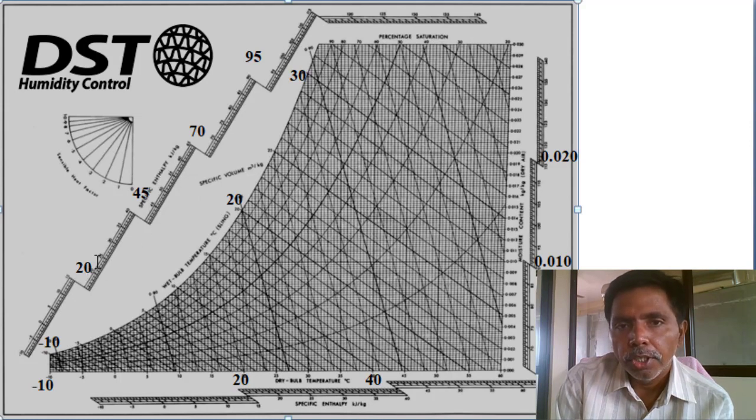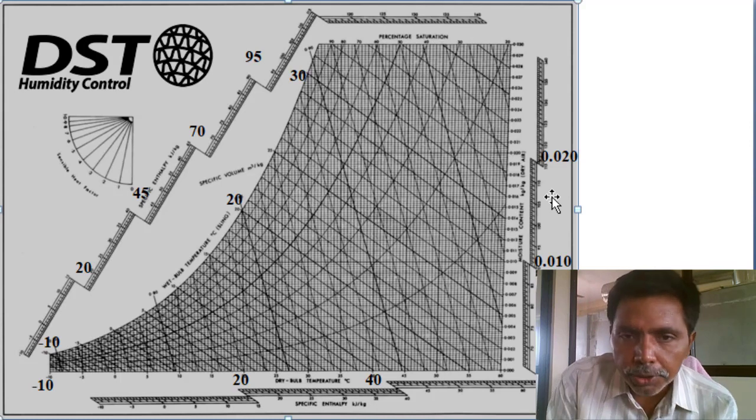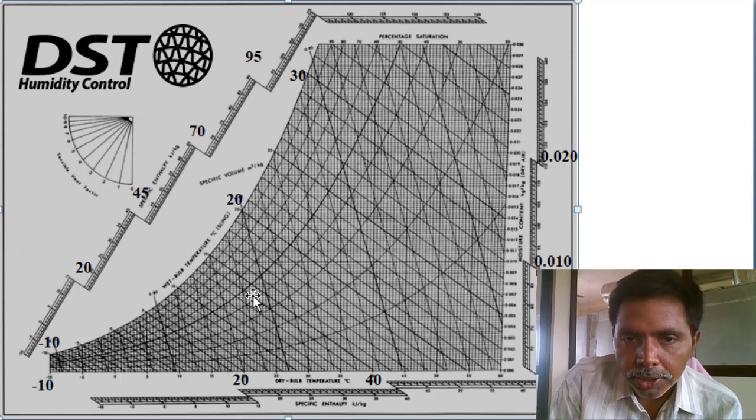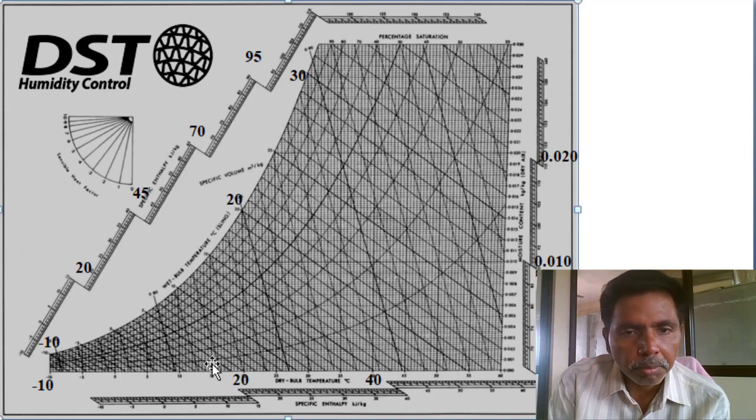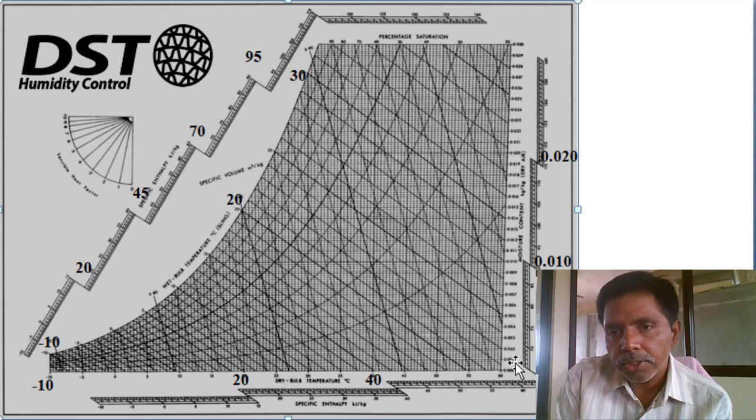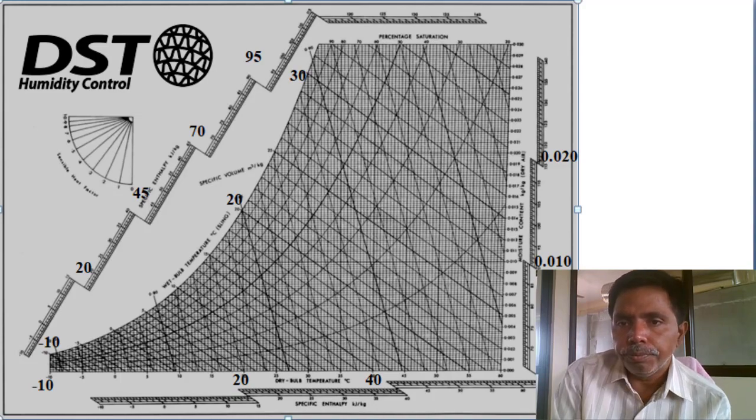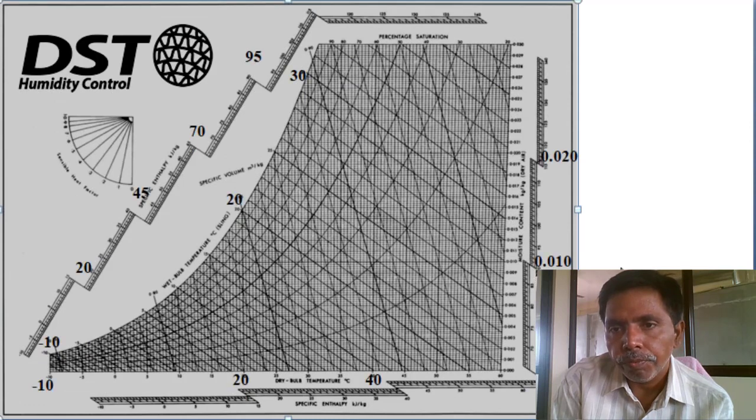These are the enthalpy values, 20 to 100, 105, 110, 150 kilojoules per kg. Maximum enthalpy of the air at atmospheric pressure only. These are all atmospheric pressure conditions. Next, one more set of inclination lines are there. These lines are specific volume lines, meter cube per kg. So I think we have represented wet bulb temperature, enthalpy, dry bulb temperature, specific humidity or humidity ratio, and relative humidity also.